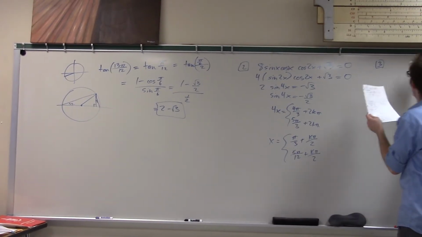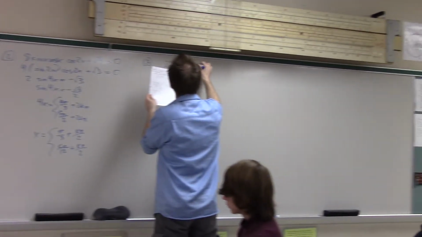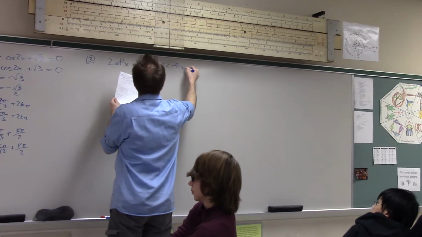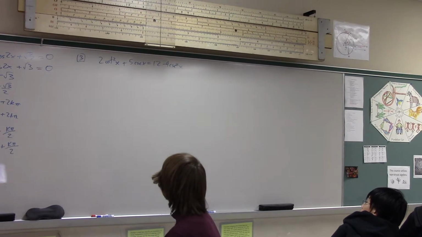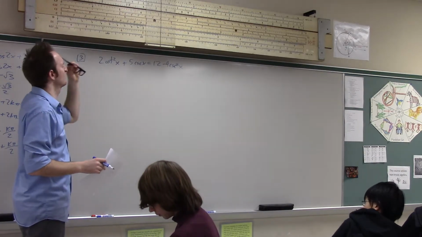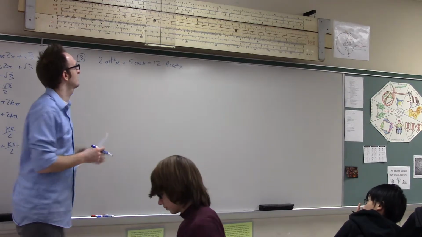Number 3 is also a very straightforward problem. 2 cosecant squared x plus 5 cosecant x equals 12 minus 4 cosecant squared x. Don't be afraid of cosecant and cotangent. They are friends. Since they are friends, I need to either rewrite everything in terms of cosecant or everything in terms of cotangent. What is the correct choice? Cosecant, because I have a linear cosecant factor.